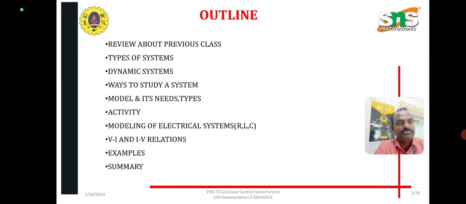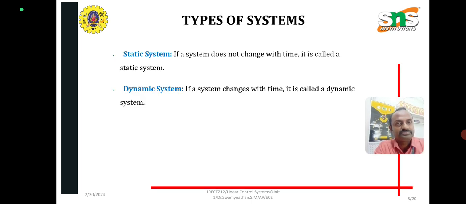Now I am going to talk about the topic modeling of electrical systems. First, a review of the previous class. We discussed transfer function versus BIBO, bounded input and bounded output. Next, the types of systems and dynamic systems, ways to study a system's model and its needs, activity, and modeling of electrical systems, that is RLC, resistor, inductor, capacitor, and the voltage and current relationship. Following with examples, we will summarize the topics.